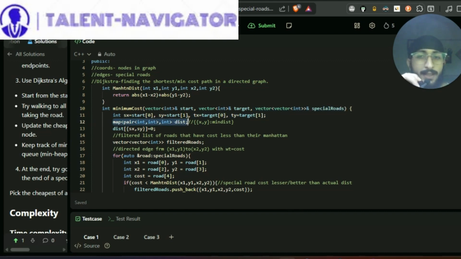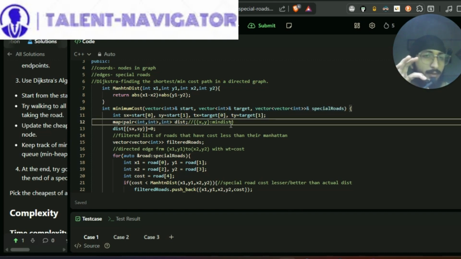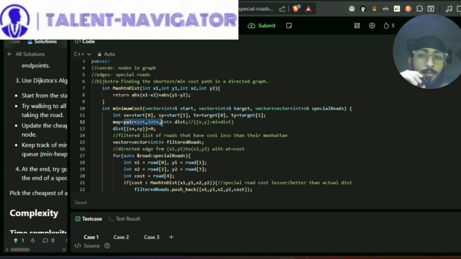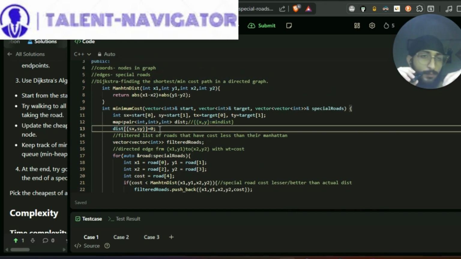So we are going to maintain a map which would store the coordinate as well as the distance required to reach the coordinate, so the minimum distance. So a map of pair of int comma int type and int for the minimum distance. So this is the format of distance, and we set the distance of the starting point as 0 because we are starting from that node, so the minimum distance would obviously be 0.